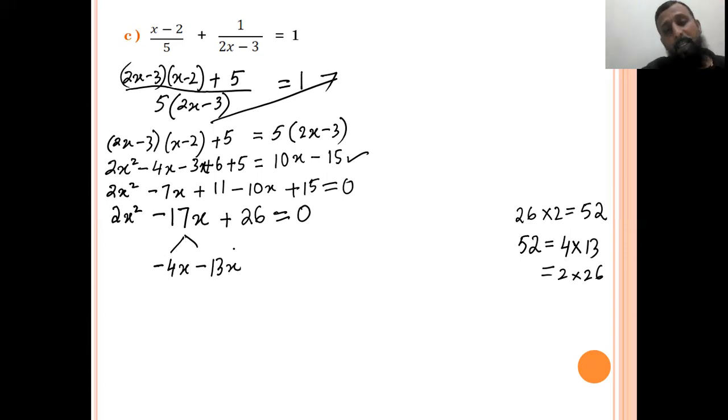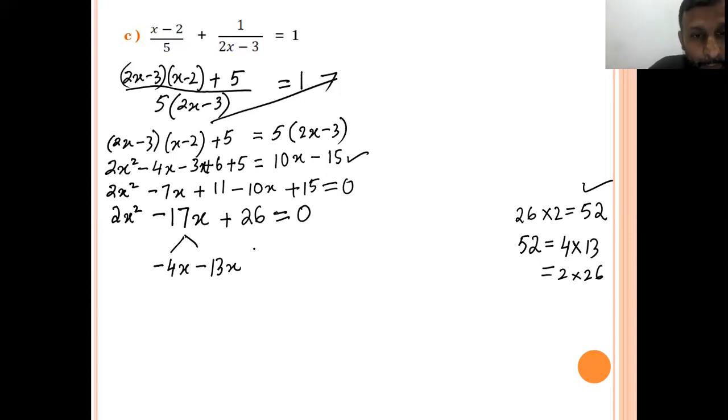Okay, what I did: middle term breaking by breaking the middle term minus 17x into minus 4x and minus 13x. How did I find minus 4x and minus 13x? By multiplying the two extreme numbers 26 and 2. The product of 26 and 2 is 52. Furthermore, I found more factors of 52 and I found 13 into 4 is 52. So also, I added 13 and 4 and I found it as 17. So I kept the two negative signs, negative 4x, negative 13x.